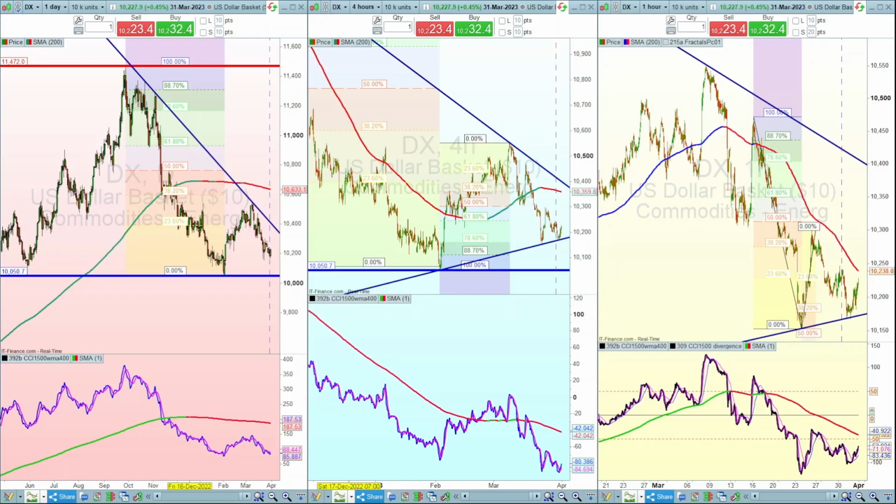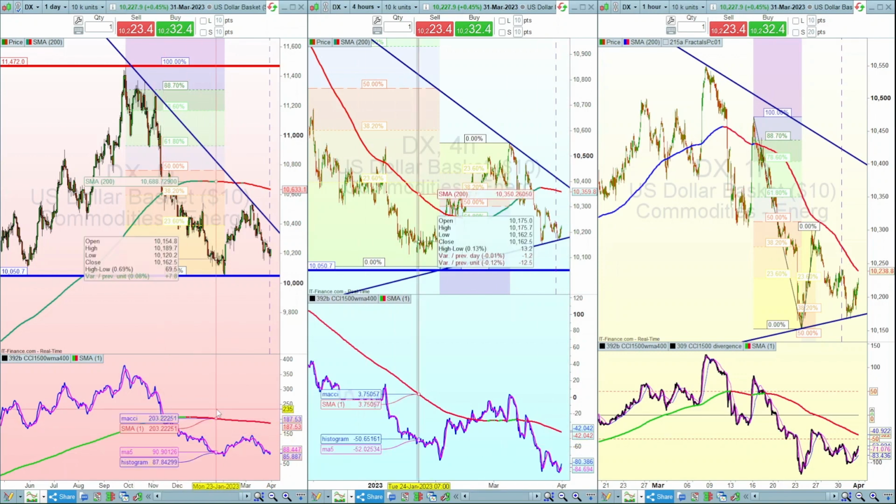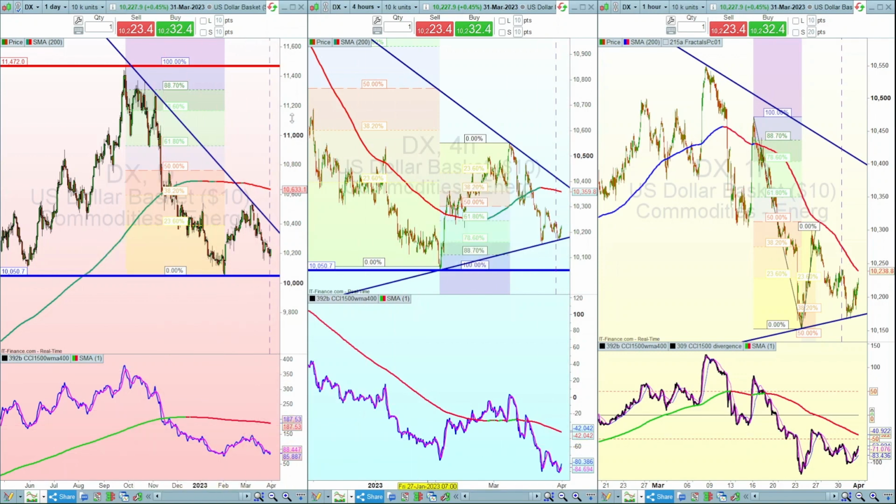Today is 1st of April 2023. This is the US dollar basket update. All three timelines, the daily, the 4-hourly and the hourly, are all in decline, so only short positions to be taken, no long positions. Let's drill down on each of these.